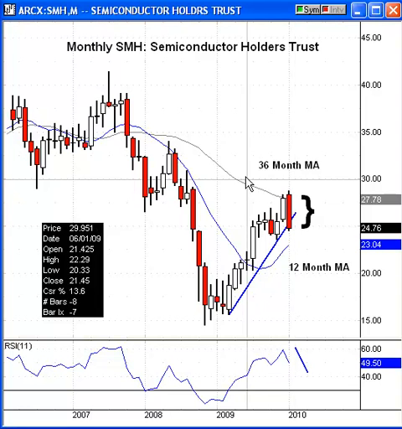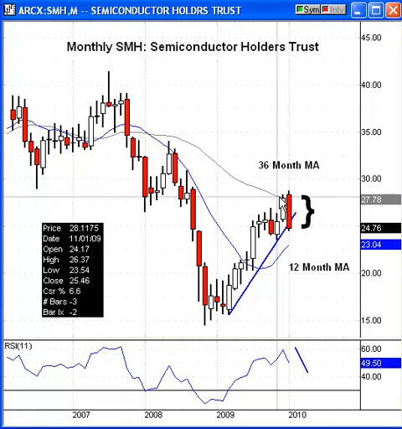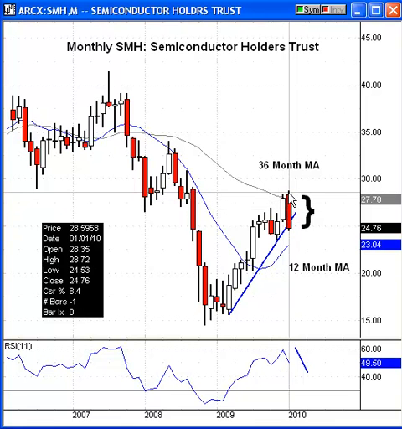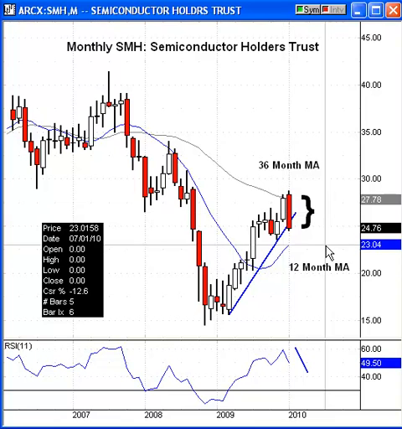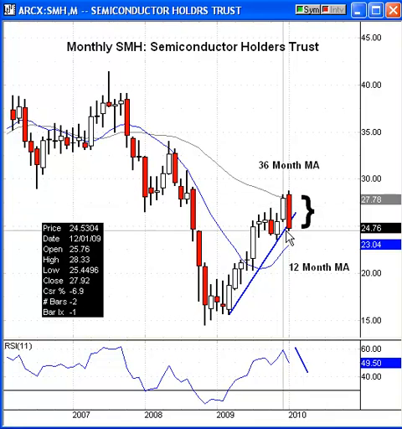In addition, the 36-month or 3-year moving average was also an impediment to upside continuation. In December it tried, it failed. In January it popped above the moving average but closed well below it. So in the future, the 36-month or 3-year moving average has to be watched as a serious resistance plateau for the semiconductors. All right, so we've established the bearish candle and the trend line break.